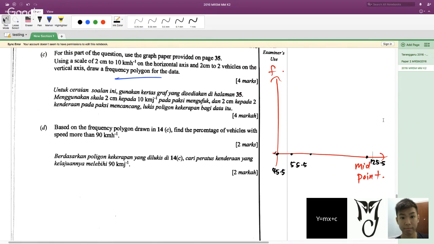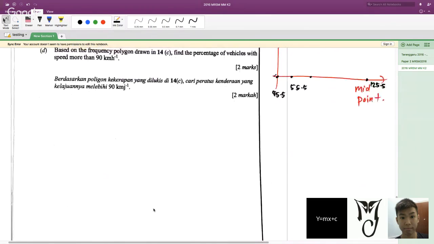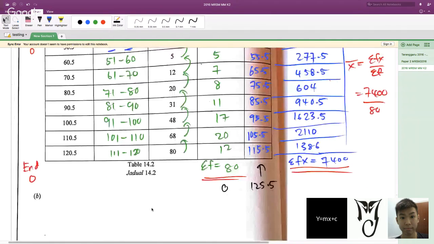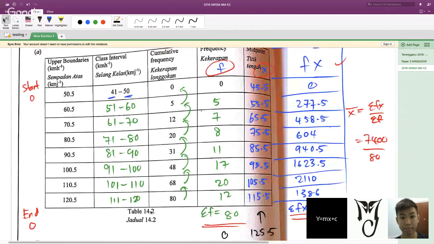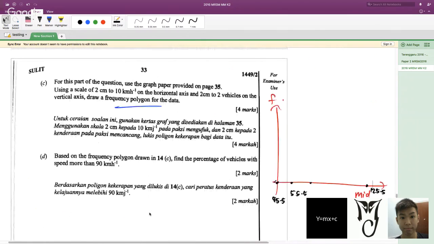And then the last part is, based on the frequency polygon, find the percentage of vehicles whose speed is more than 90. For more than 90, you can find it from your graph, from the diagram here, because they purposely ask you to find it from there. Later over here you will draw until a certain point. Just assume we draw a pattern like this. It doesn't matter, I just want to explain the concept.